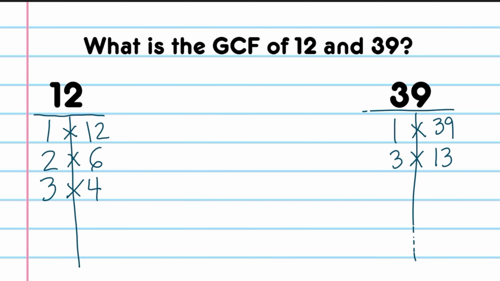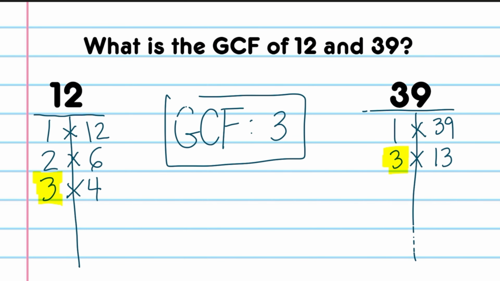So now what I'm going to do is look at the factors of 12, look at the factors of 39, and ask what is the biggest factor that they have in common? Well, they both have a 1 in common. They both have a 3 in common. And the biggest number that they have in common is 3, which means that my GCF for 12 and 39 is 3.